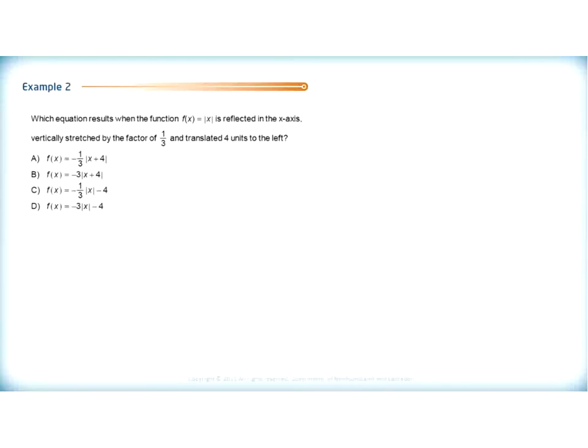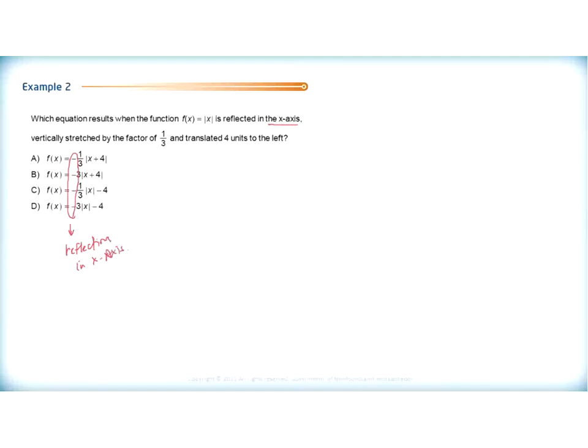Example 2. Which equation results when the function f of x equals the absolute value of x is reflected in the x-axis, vertically stretched by a factor of 1/3, and translated 4 units to the left? Reflection in the x-axis will occur when we get a negative in front of the y, or the f of x. And of course, that's the same if the negative is over here. So every one of these, if you look at them, they all have the negative located here, which all represent a reflection in the x-axis. So that's not going to help us, because they all have a reflection in the x-axis.